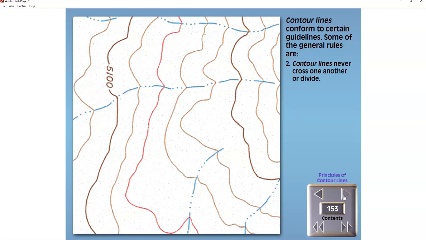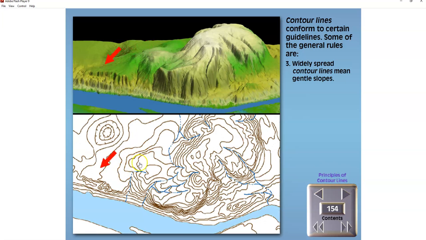2. Contour lines never cross one another or divide. That was the rule we had last week. I gave you that assignment drawing isotherms, isolines, which means they can't touch, they can't cross. 3. Widely spread contour lines mean gentle slopes. So if you see the lines spread out like this, this is the topographic map on the bottom, and this is kind of the 3D model. So when the lines are spread apart, that means it's a gentle slope. Spaced apart lines or widely spread out lines, gentle slope. And then the opposite is true.